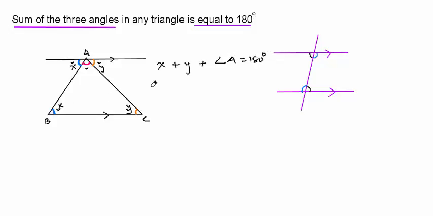Now if you replace angle x with angle B, because we just have proved using the parallel line and the transversal concept that angle x is exactly the same measure as angle B. So you have angle B plus angle C, y is angle C, plus angle A is equal to 180 degrees.